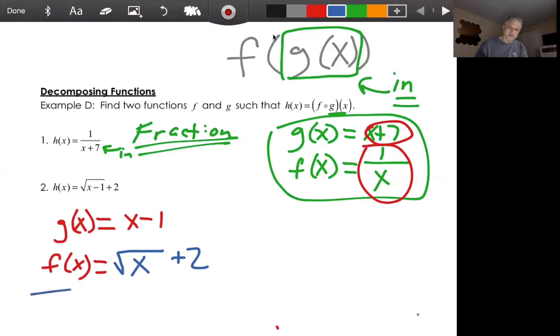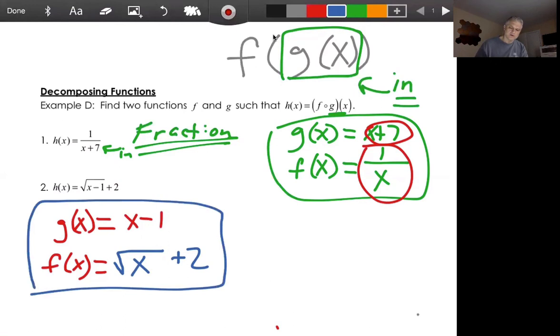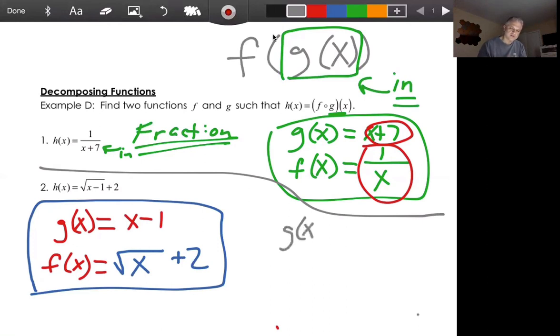Okay? Now, just to show you that there is more than one answer here. There are more than enough ways to do these things. Check this out. Same question. Let's do it a different way. Let's just say that I look at it as this thing is in an addition question. Okay. This is something plus 2. So I'm going to call g of x root of x minus 1. Okay. So that's a something.